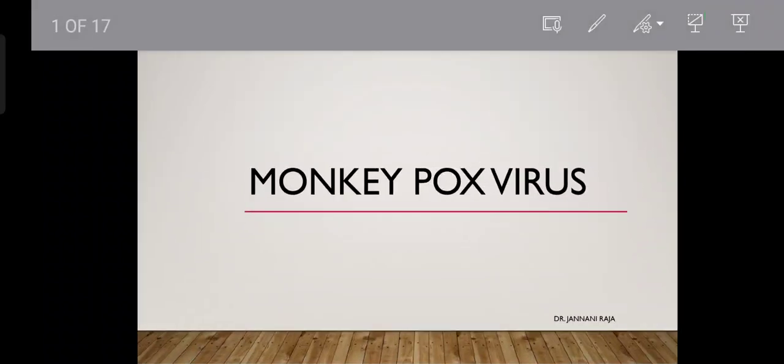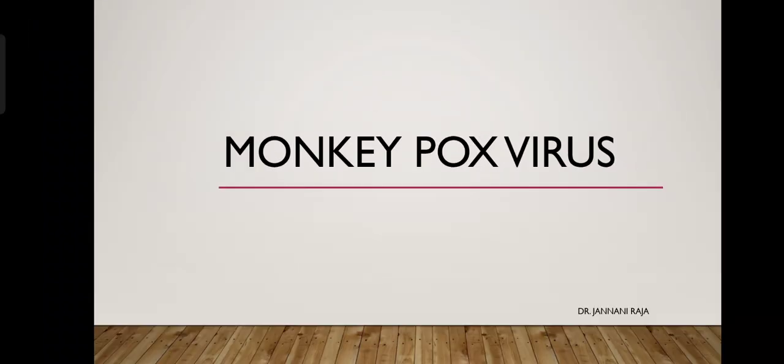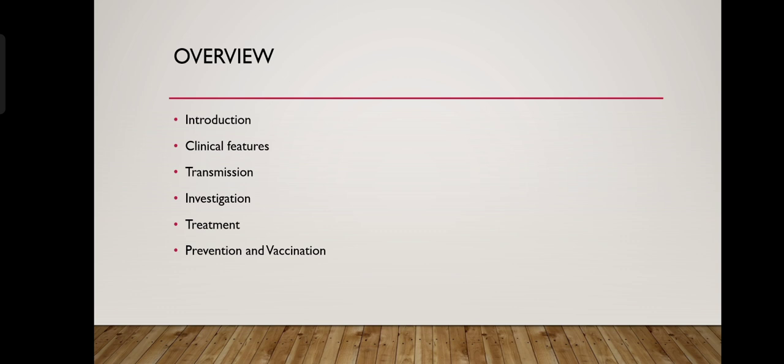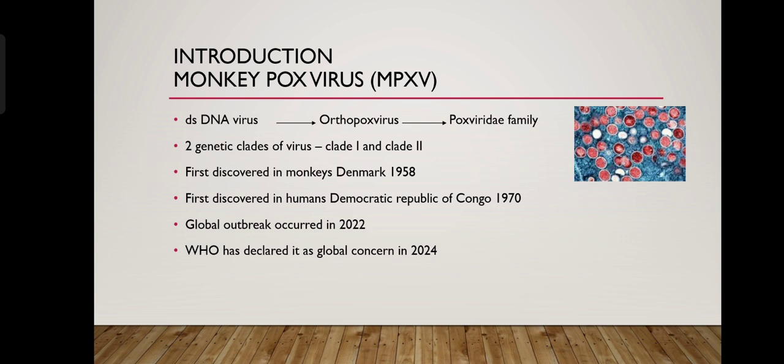Now we are going to see about the monkeypox virus, under the topics: introduction, clinical features, transmission, investigation, treatment, prevention, and vaccinations. Introduction: monkeypox virus is also known as MPXV.